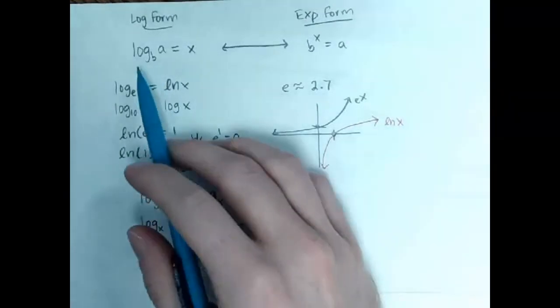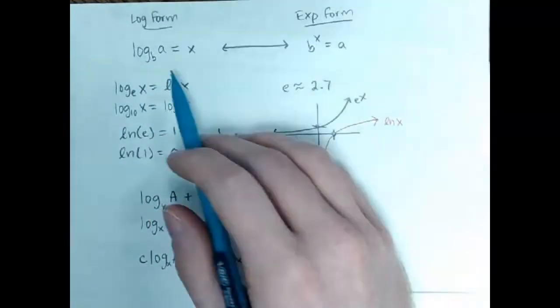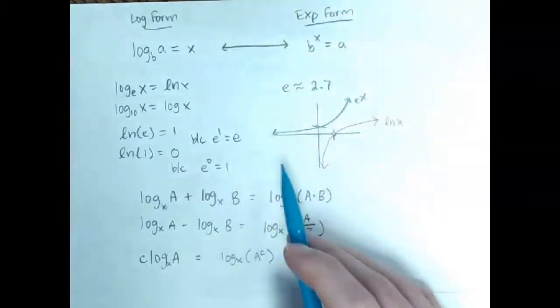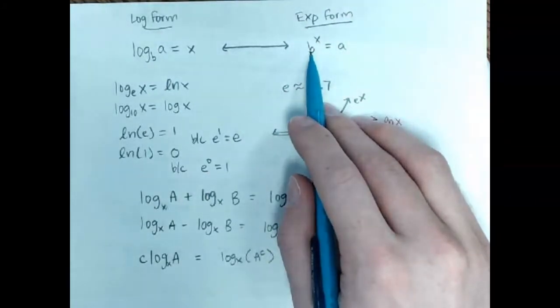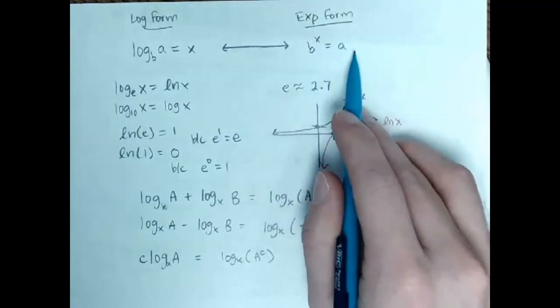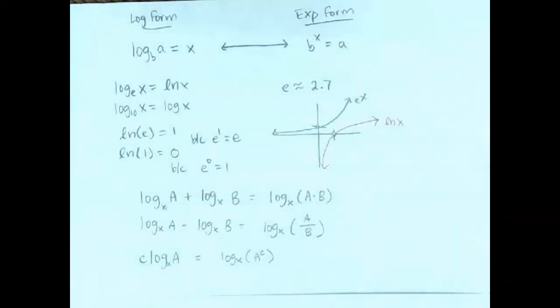If you start with log and you want to switch it to exponential, b to the x power equals a. And if you start with an exponential and want to switch it to log, log base b of a is equal to x. You can switch from either to the other, right? Pretty easy.